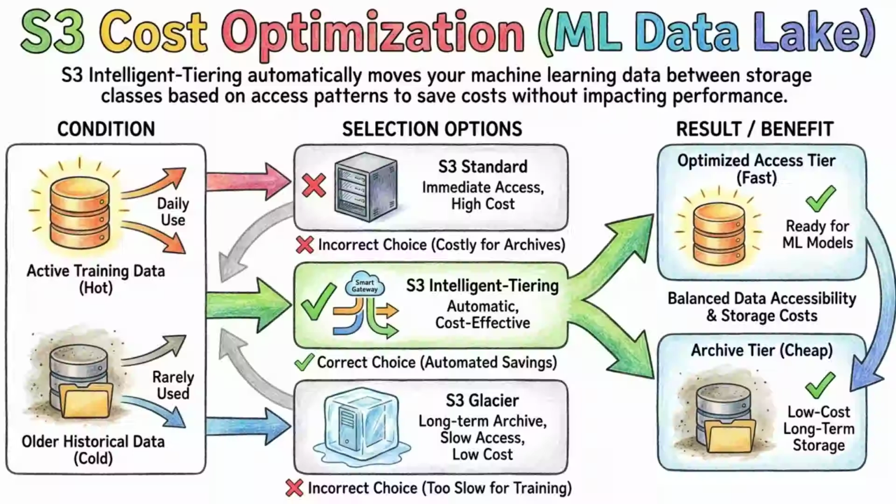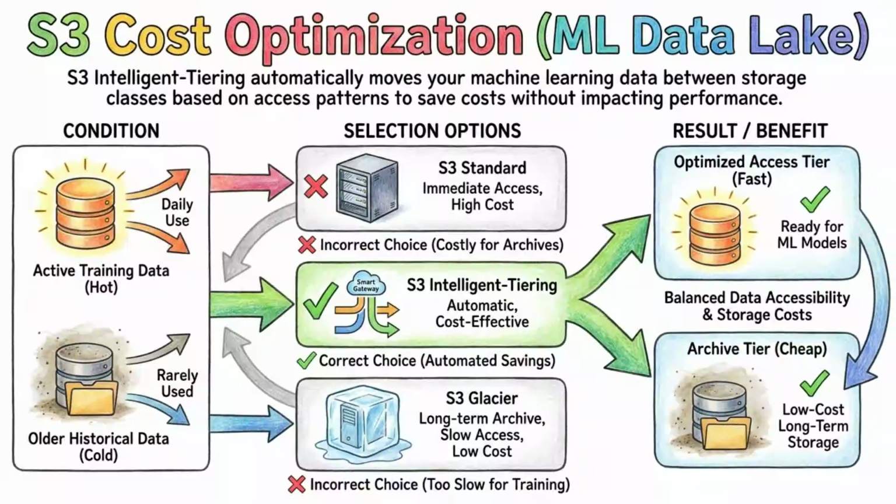A major advantage of using Amazon S3 for your machine learning data lake is its intelligent tiering and cost management features. Not all data is used every single day, so keeping older, rarely used files in standard storage can become very expensive over time. S3 allows you to automatically move older data into cheaper storage classes, like S3 Glacier, which is designed for long-term archiving.